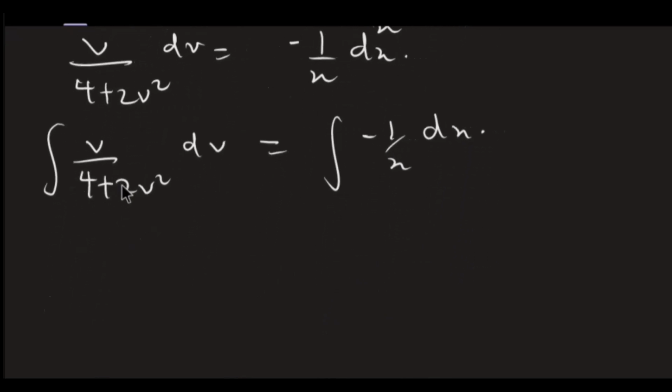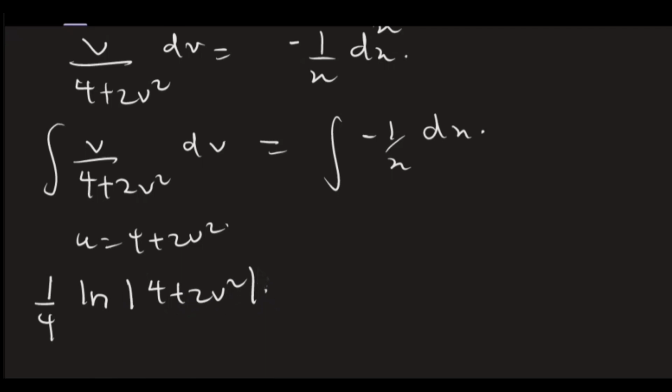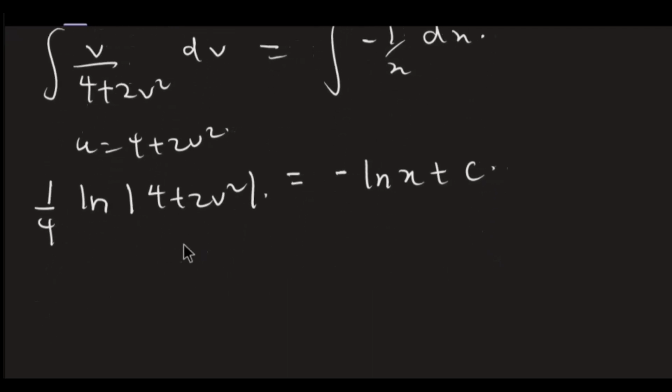So using integration principles, you know that you are going to make a substitution here where u will be equal to 4 plus 2v squared. The derivative will be 4v. So we get 1 over 4 ln of 4 plus 2v squared. Then this will be equal to negative ln of x plus c. Whenever you are doing separable, just choose one constant.